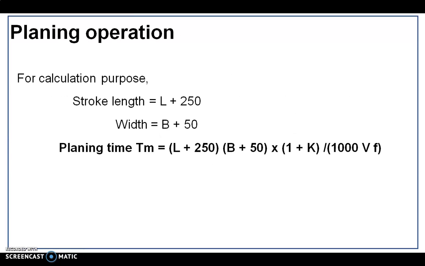Okay, we'll move on to the next process, which is planing. The same formula: (L plus 250) multiplied by (B plus 50) multiplied by (1 plus K) divided by 1000 VF. Here a stroke length allowance of 250 mm should be added on the length side, whereas on the width side 50 mm should be added. So 250 allowance and 50 allowance are added to L and B respectively. This is the only formula you need to memorize: (L plus 250) multiplied by (B plus 50) multiplied by (1 plus K) divided by 1000 VF.